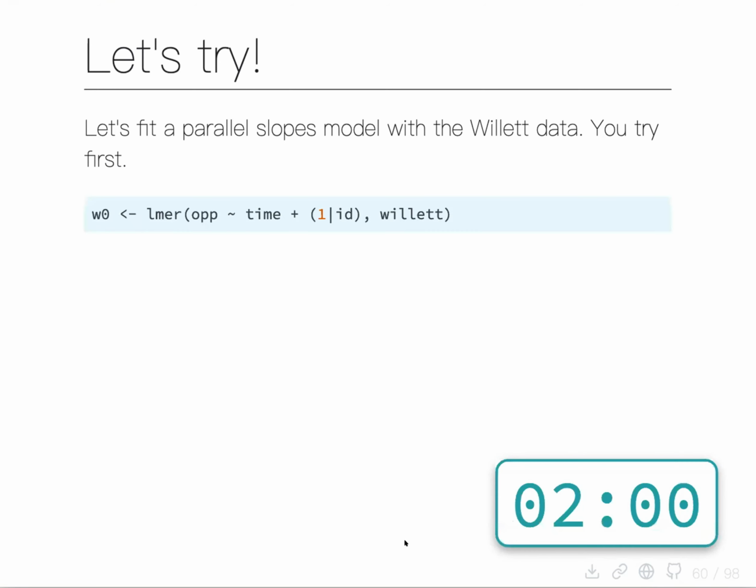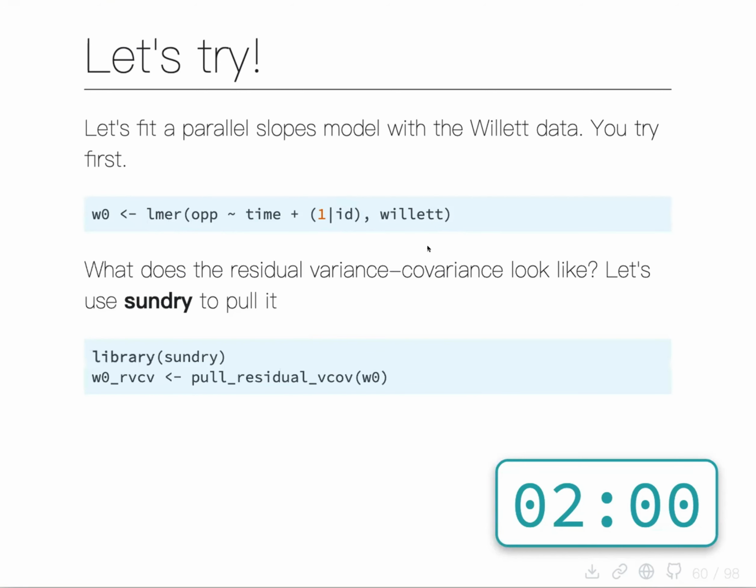Okay, this is what it should look like. I'm calling it W0, right? So up is predicted by time, so that's just like our simple linear regression model. But then I'm saying plus 1 bar ID. Okay, so this is our random effects part, and we're saying that 1, our intercept, is randomly varying across IDs. Okay, with the Willett data.